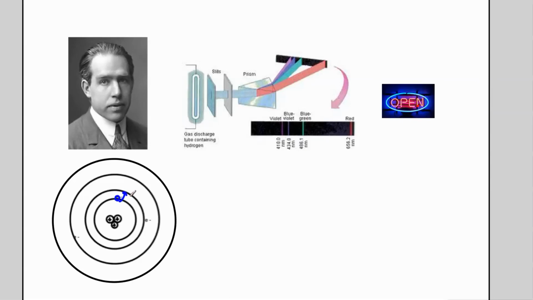But then, as electrons tend to do, it would tend to fall back to this orbit, nowhere in between, just here or here. And in doing so, it gives up a certain amount of energy equal to whatever the difference is from that energy to that energy. Well, then maybe that's a very little bit of energy, so that would correspond to that wave.